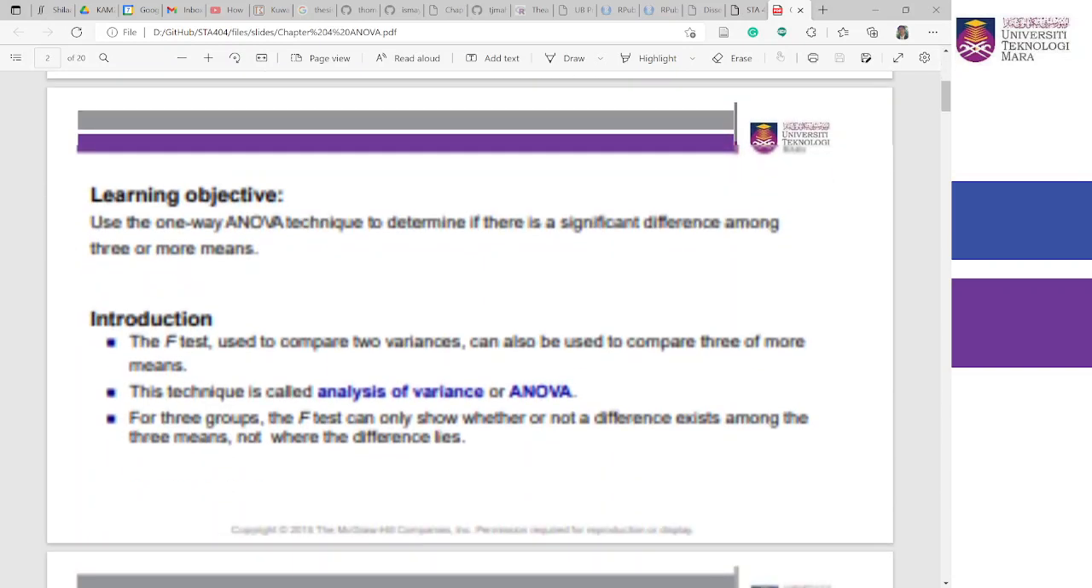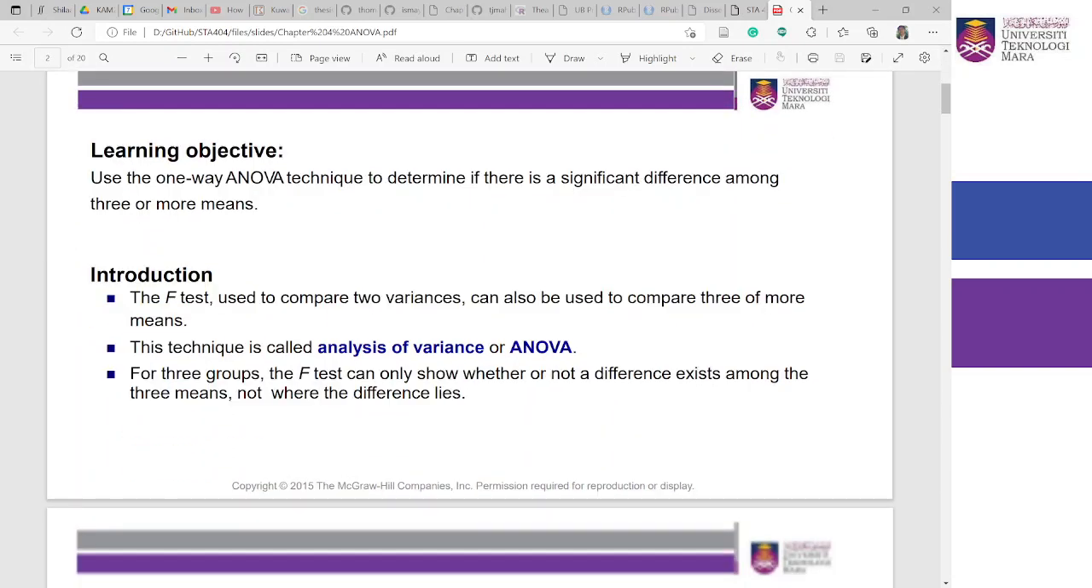Sebab tu kalau kita katakan kita tak nak gunakan t-test untuk 2 sampel, tak compare 2 sample means, can we use ANOVA? Yes, you can use ANOVA. Sebab ANOVA is applicable for 2 or more groups. So compare means untuk 2 atau lebih, 2 ke atas.